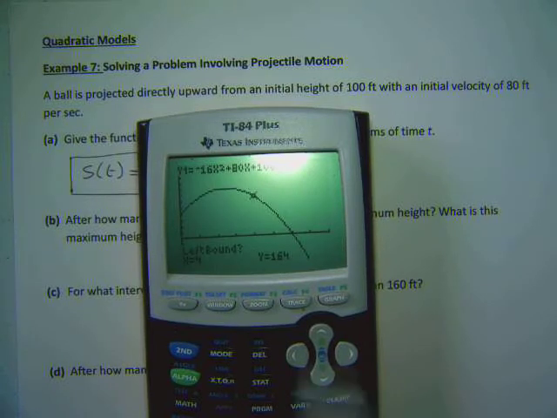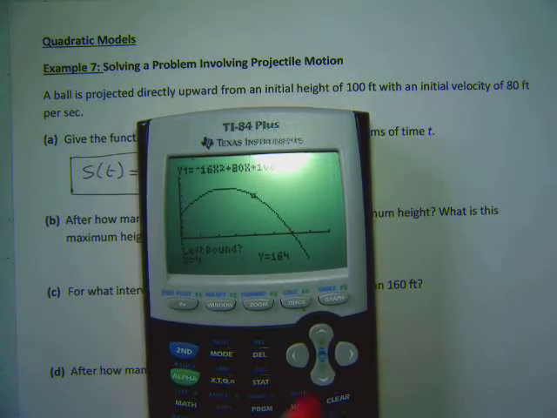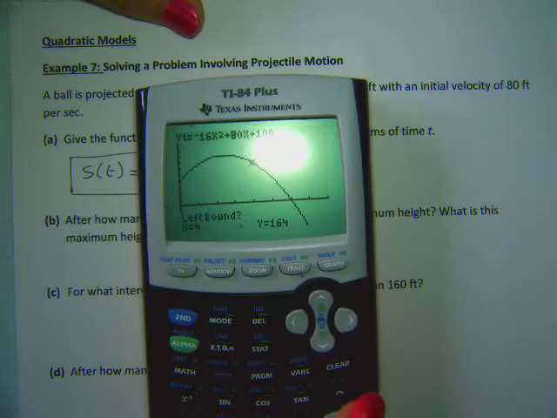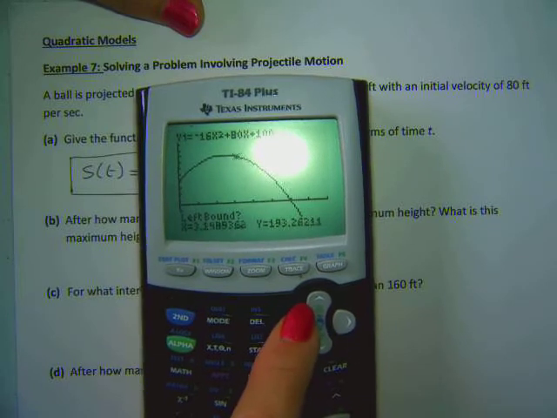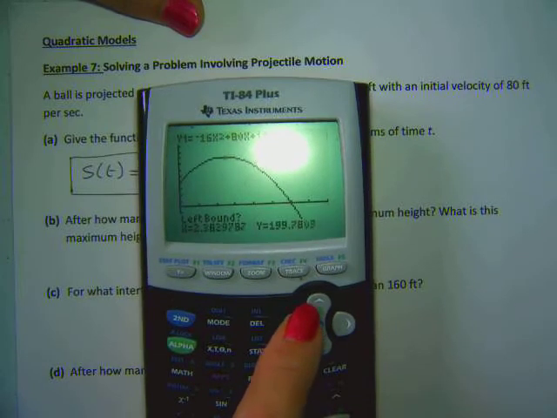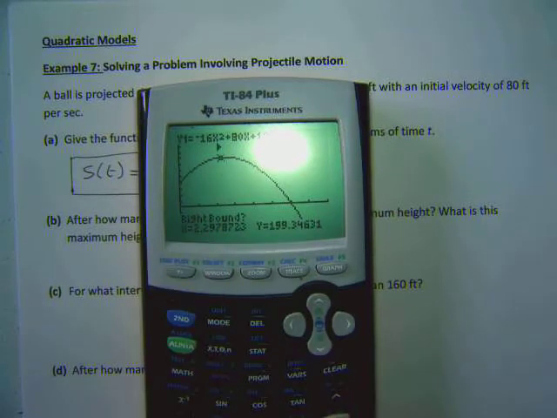Now the calculator will ask you what is the left bound. So to go to the left bound, use the left arrow to go a little bit to the left of where you think it's the maximum height. So that's good enough. Hit enter. It's going to ask you for the right bound. Go a little bit to the right of where you think it's the maximum. Hit enter. It's going to ask you, want me to guess? Of course we want you to guess.